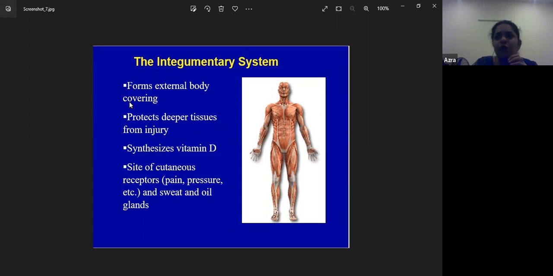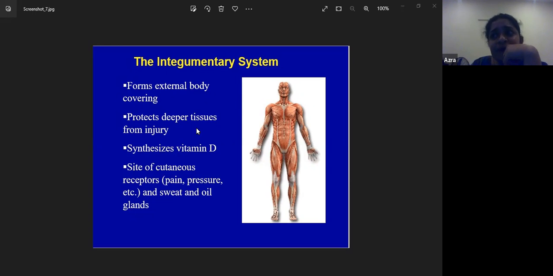Next is the integumentary system. It forms the external body covering, protects deeper tissues from injury, synthesizes vitamin D, and is the site of cutaneous receptors like pain and pressure, as well as sweat and oil glands. Sweating, sweat or oil glands, all of this is included in the integumentary system. Our body is covered with an external covering, so it is called the integumentary system.